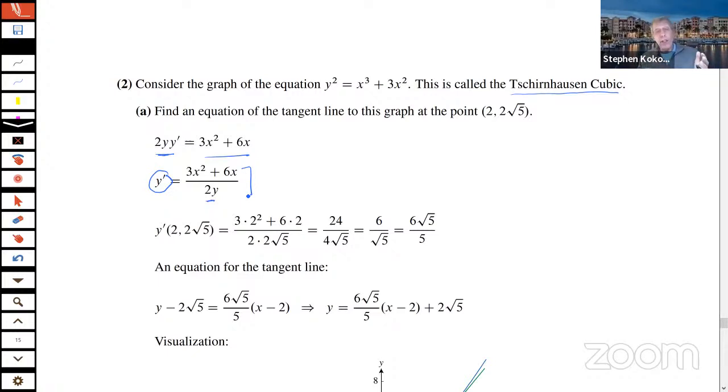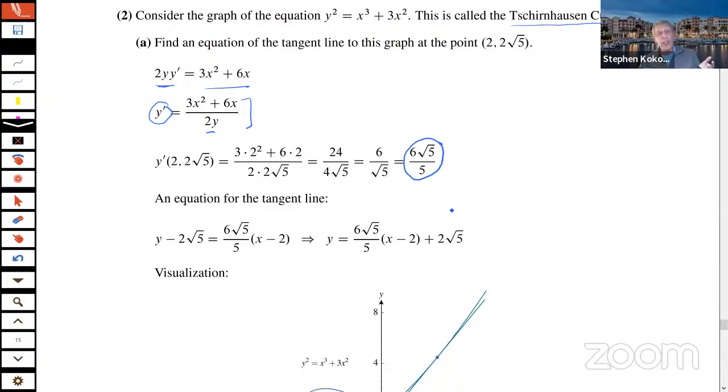So I want to know the equation of the tangent line at that point, so I need to find the slope. I'm going to let x equal 2 and y equal 2 square roots of 5. You can check me on this one, but I did a little bit of rationalization here, and it ended up with 6 square roots of 5 divided by 5.